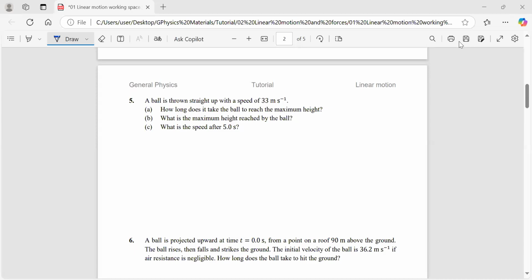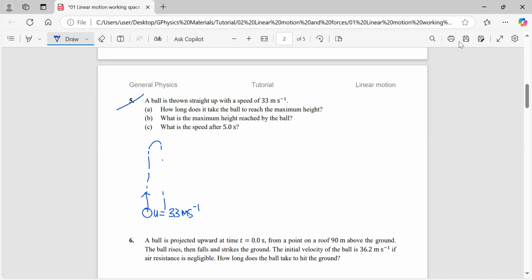Let's go to question number 5. A ball is thrown straight up with a speed of 33 meter per second. So the ball is thrown vertically up, and we know that the initial speed is equivalent to 33 meter per second. How long does it take for the ball to reach the maximum height? It is very similar to the one we discussed in the class.